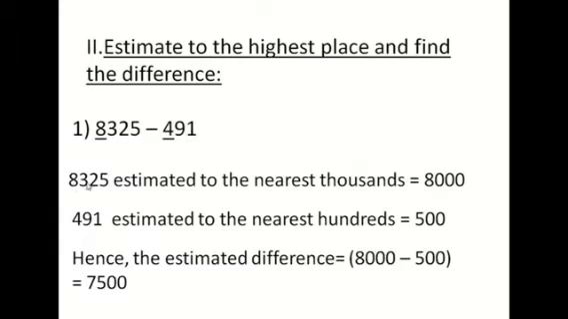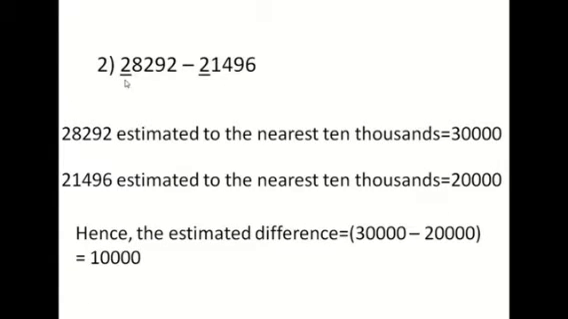So 8,325 estimated to the nearest thousand is 8,000. 491 estimated to the nearest hundred is 500. Hence the estimated difference equals 8,000 minus 500, which gives you 7,500.